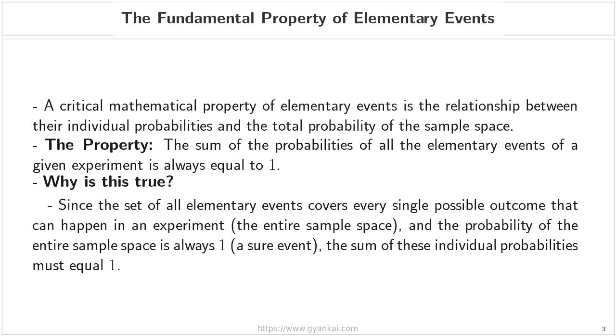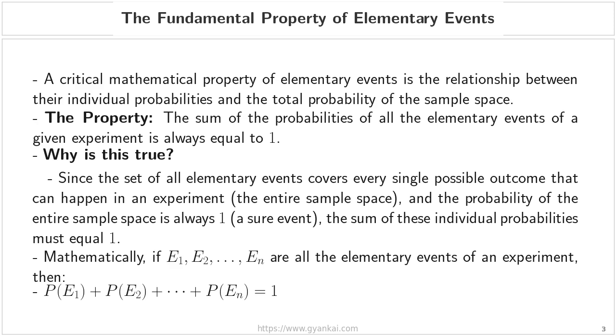To put this into mathematical terms, if we denote our various elementary events as E sub 1, E sub 2, all the way up to E sub n, then the formula is the probability of E sub 1 plus the probability of E sub 2 plus the probability of E sub n equals 1. We are going to see this principle in action in the next few slides using a coin toss and a die roll to prove that this rule holds up every single time.